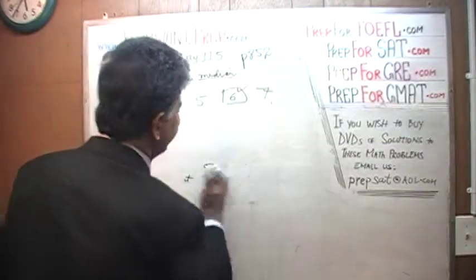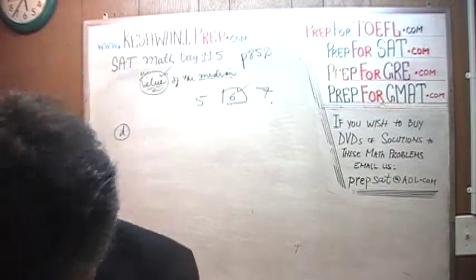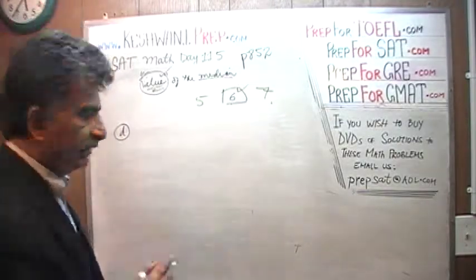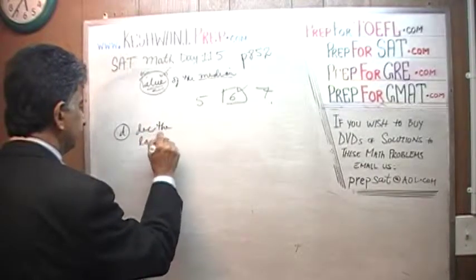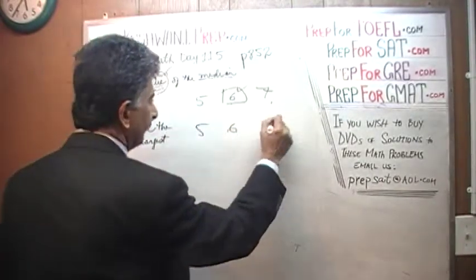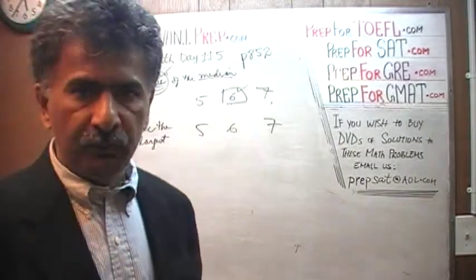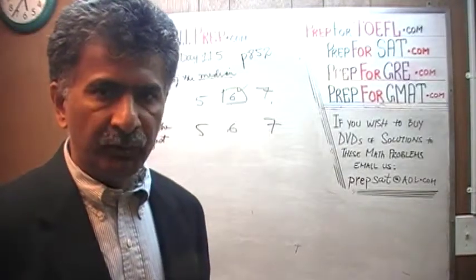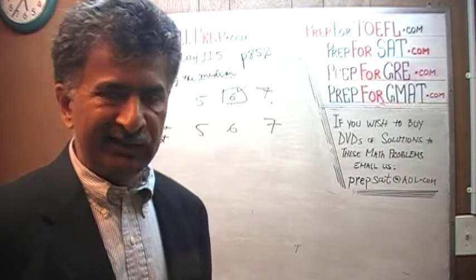Let's look at D. D says, decrease the largest number. We had 5, 6 and 7 to begin with. Let's decrease the largest number. Again, don't decrease the 7 to 6.5 or 6.1. That won't do it. Ask yourself, how can I change this thing in a drastic manner?